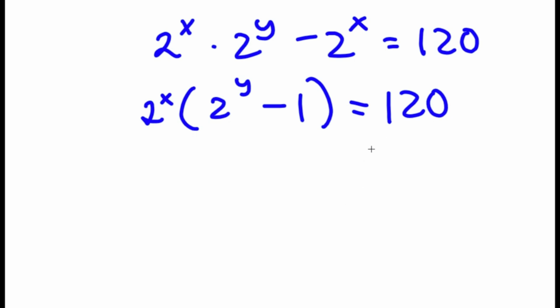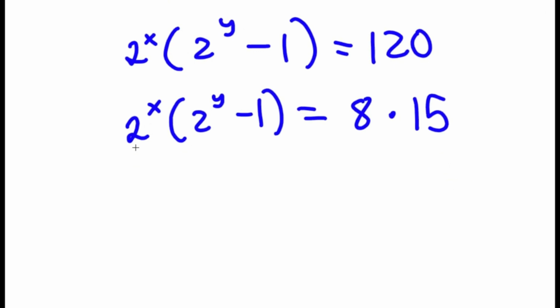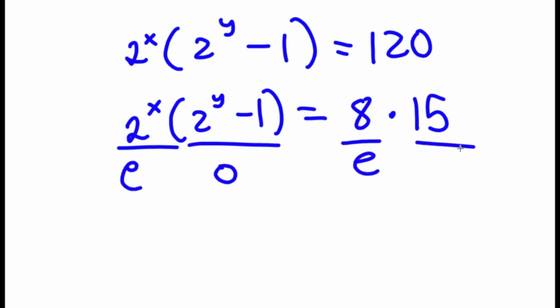Now, 120 is the same thing as eight times 15. And notice how 2 to the power of x is going to result in an even number, because 2 to the power of any number is going to be even. And 2 to the power of y minus 1, well, an even number minus 1 is going to be an odd number. So this is even, this is odd. And notice how 8 is even, and 15 is odd.